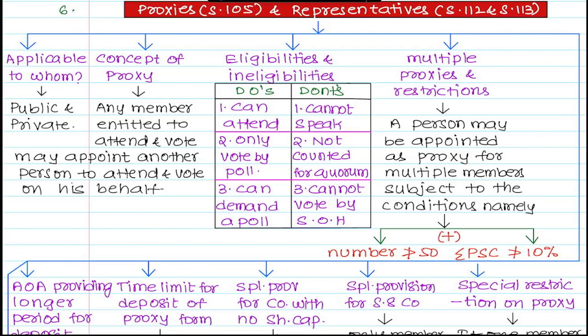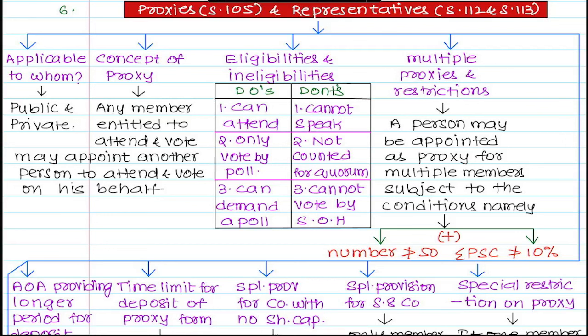Okay, there are some rights, there are some restrictions on proxies. Point number one, let us see the screen. Applicable to whom? Public and private. The proxy concept applies for both public companies as well as private companies. Second one, concept of proxy. Next, eligibilities and ineligibilities. That's very, very important. Do's and don'ts. If you would have attended the regular session, you might remember.